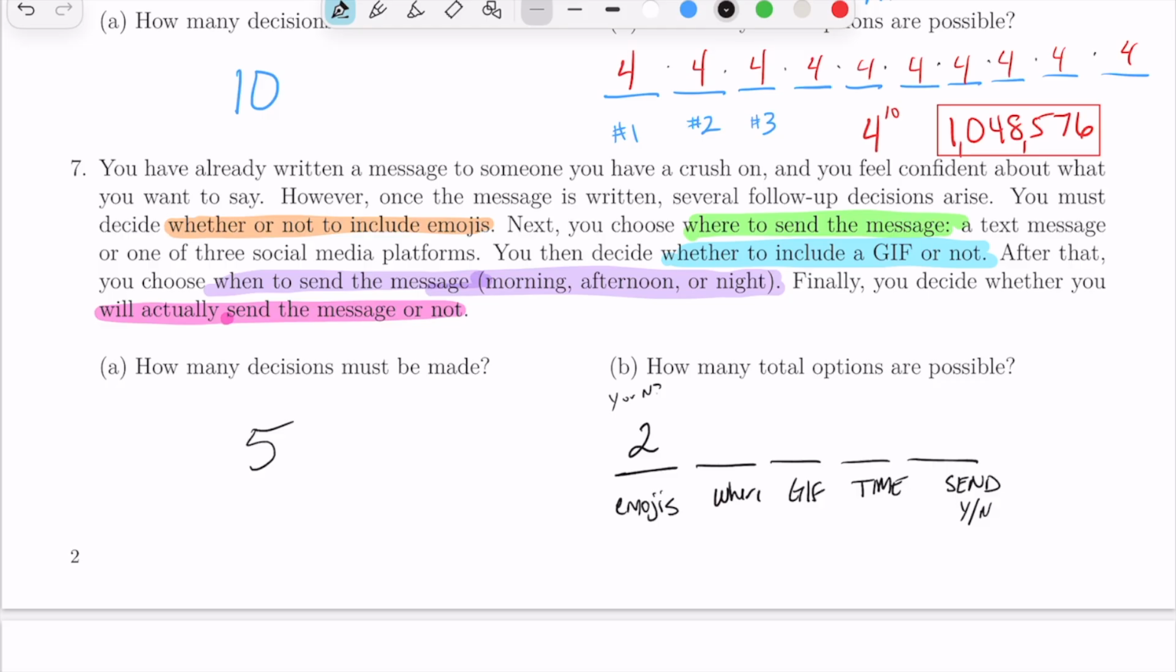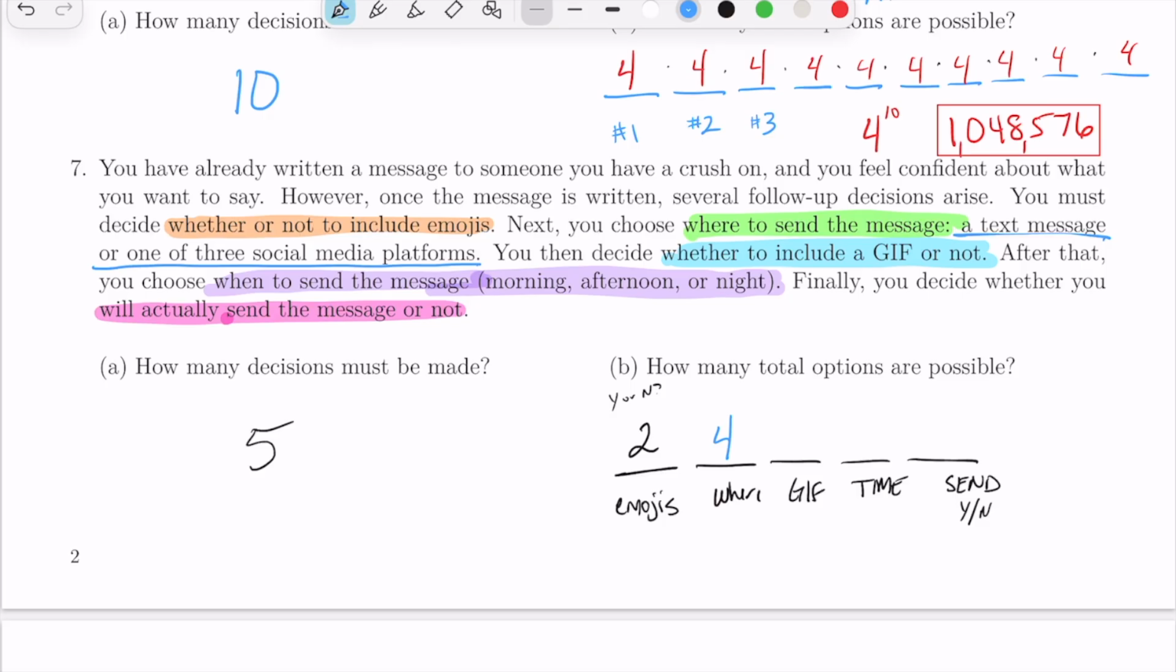Where do you send the message? This can actually be a little tricky because it says a text message or one of 3 social media platforms. That means you have 4 places that you could send it. You could text it to them personally, or you could send it to them on whatever the 3 other social media are, like Snap or Instagram, Twitter, X, I don't know, whatever.